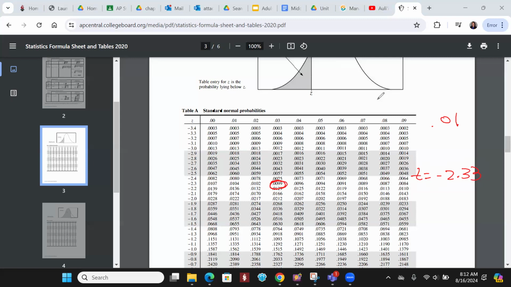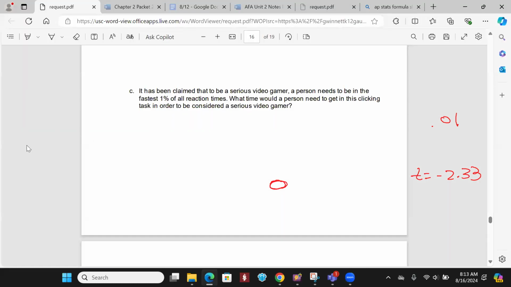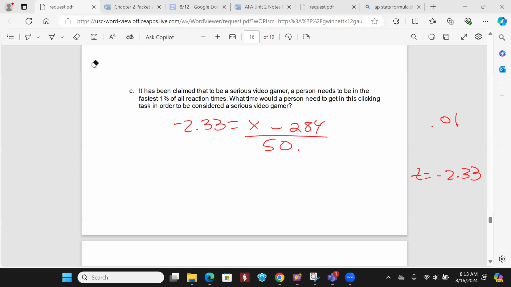Okay. So then what we're going to do is we're going to go back in and say negative 2.33 is equal to x minus your mean divided by your standard deviation. And then we're going to solve for x. So we're multiplying by 50. We're adding 284. And that's going to give us x is equal to 167.5 milliseconds.